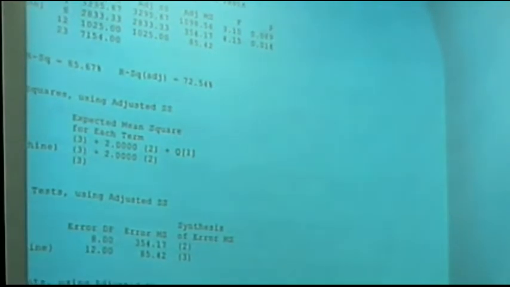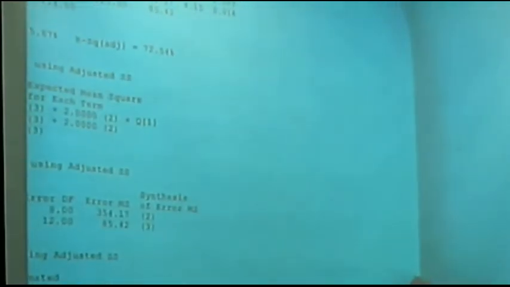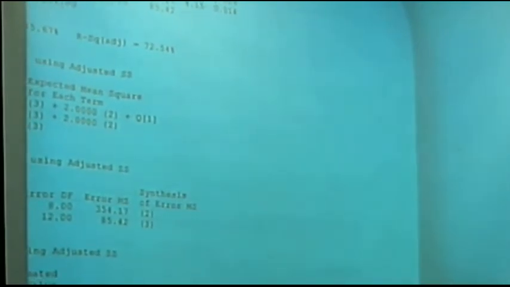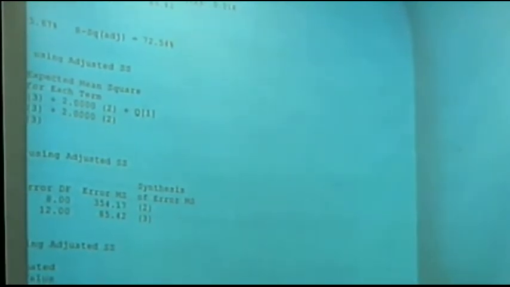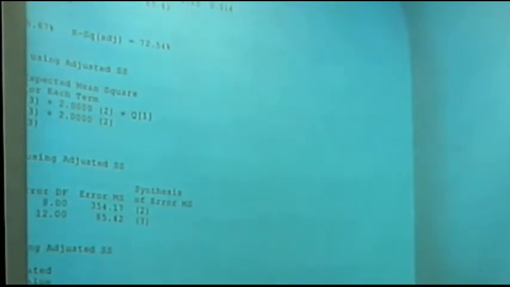So that's just one example, but it's a very basic example that shows you that there's nothing scary about a nested model. Two factors, one nested in the other. How do I get an analysis of variance table and do F-tests? That's it. Very straightforward to get that set up if you're using Minitab.